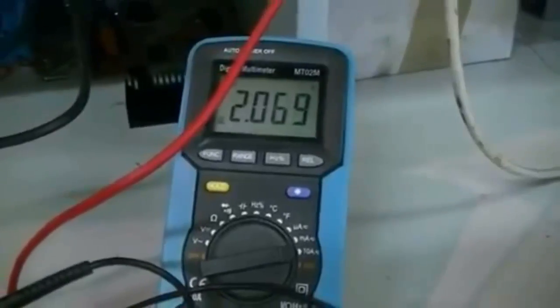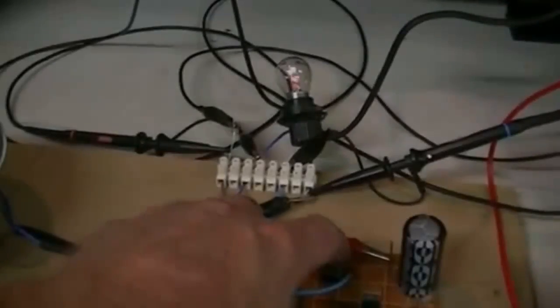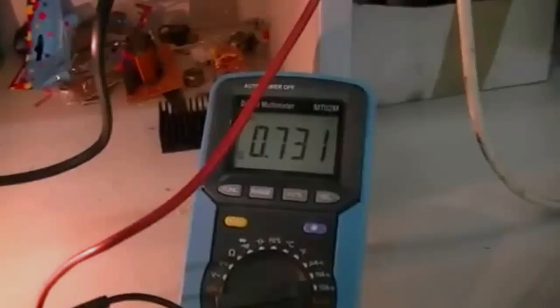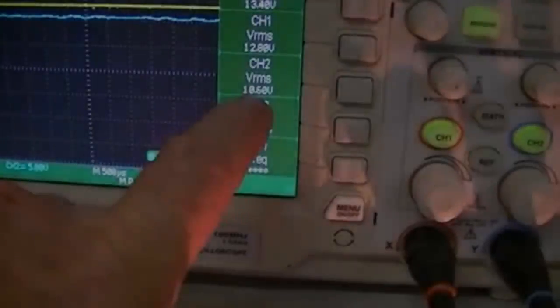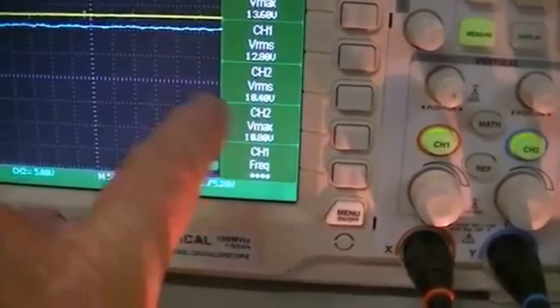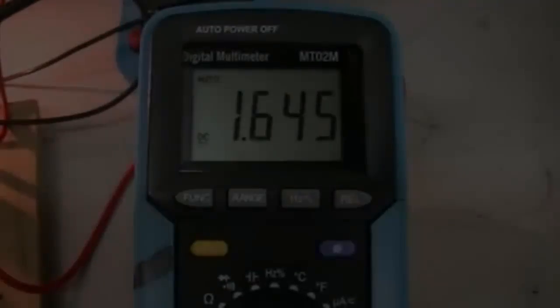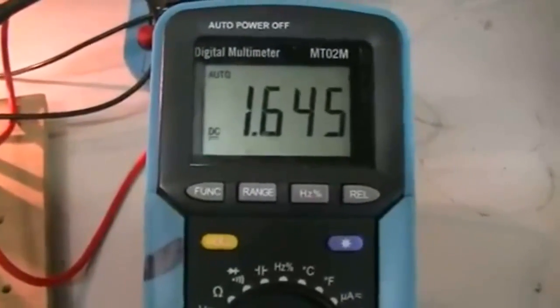.4 volts across the motor, 0.07 amps. So now our motor is drawing 736 odd milliamps, 0.6 volts RMS. Current is 1.645 amps.